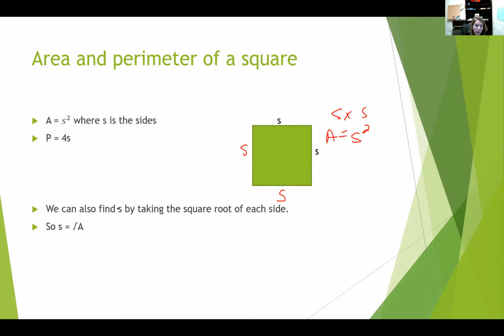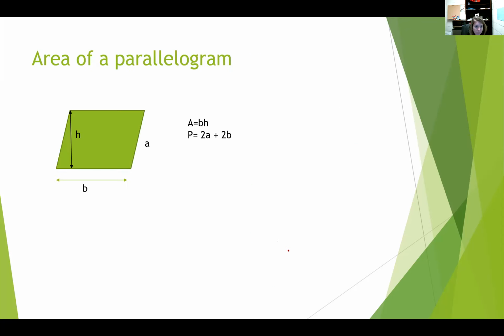You can also find S as the length of a side by taking the square root, right? So if you have the area equals S squared, how do we get rid of a squared? Well, in order to get rid of a square, you take the square root. So the square root of the area is the same thing as the side. So if you're trying to find the side and you're given the area, you would just take the square root of it. Okay, that's only for a square though.